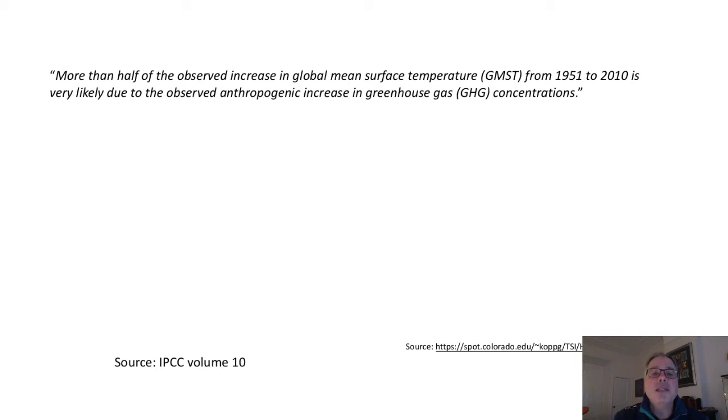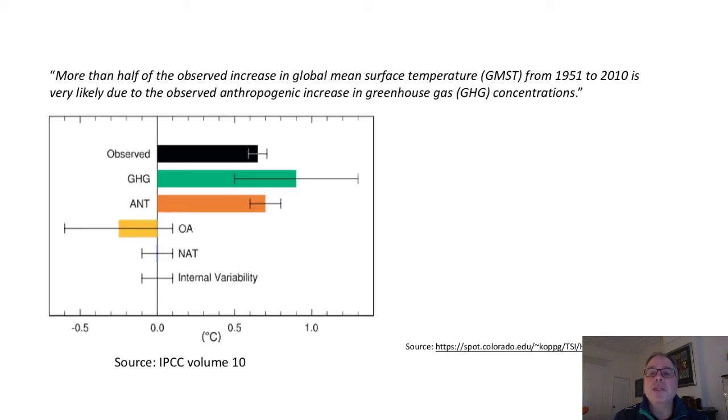The attribution analysis assesses likely ranges for the amounts of 1951 to 2010 warming that is attributable to various factors. So the magnitude is in bars here. Whiskers are uncertainty. The bulk of the observed 0.6 degrees Celsius warming is attributed to greenhouse gases, with very little influence of the natural forcings, so solar radiation and volcanics.